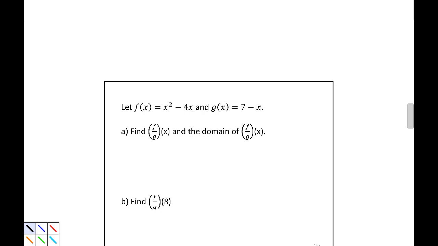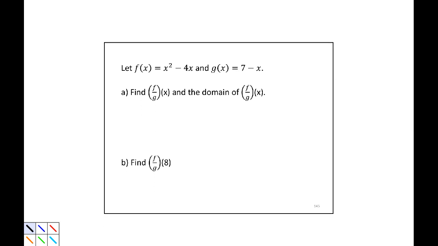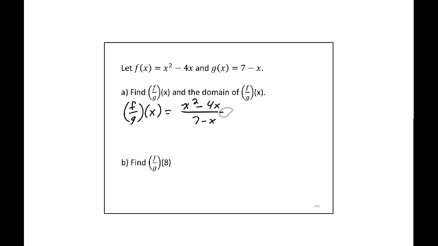Our next example with these operations, we need to find f divided by g of x, the domain of f divided by g of x, and find f divided by g of 8. And our two functions, we have f of x equals x squared minus 4x, and g of x equals 7 minus x. So let's first find f divided by g. By definition, that is f of x divided by g of x. So x squared minus 4x divided by 7 minus x, and that is our function.